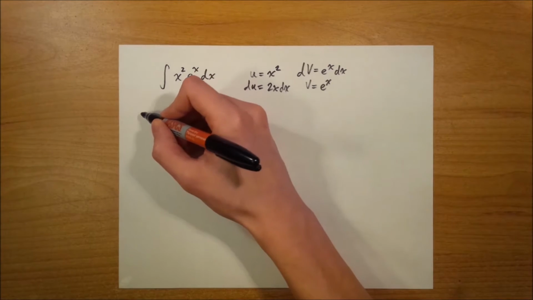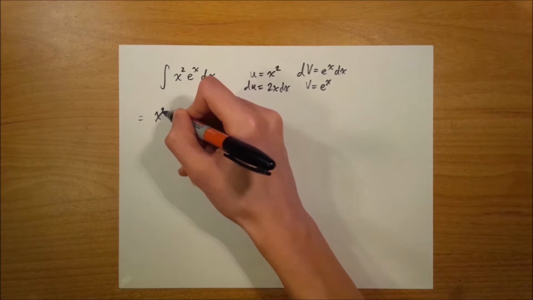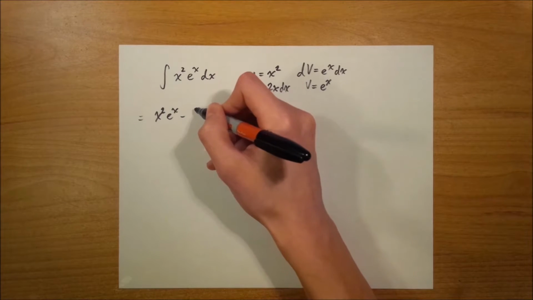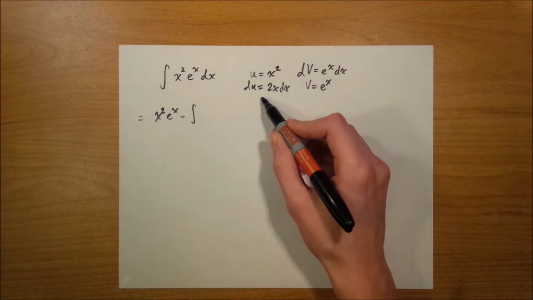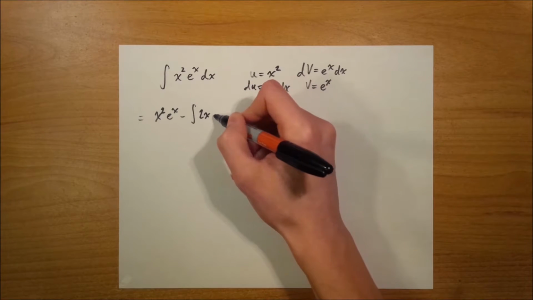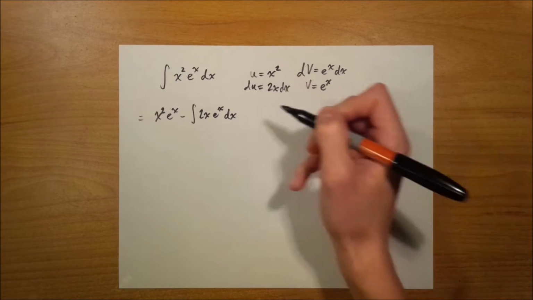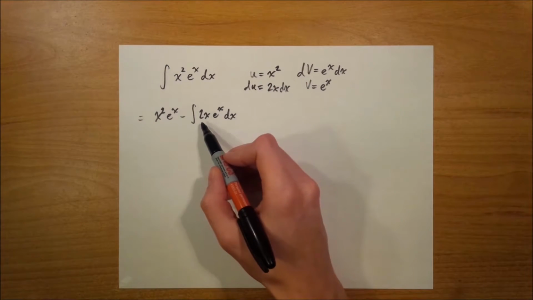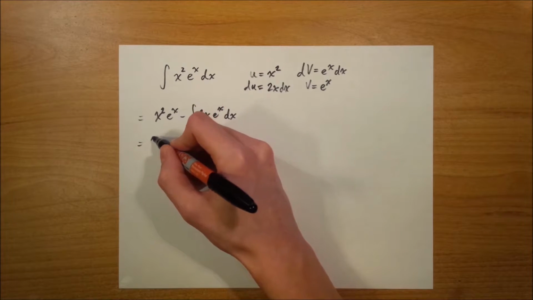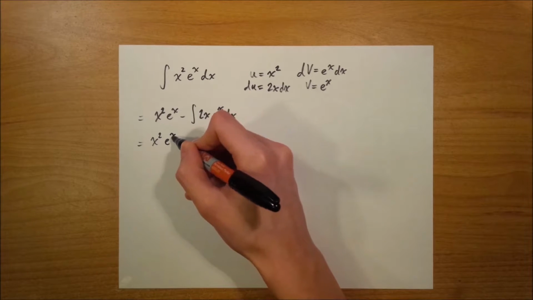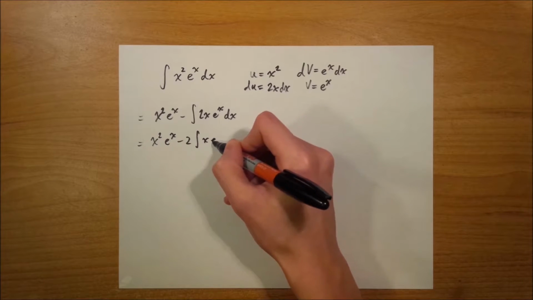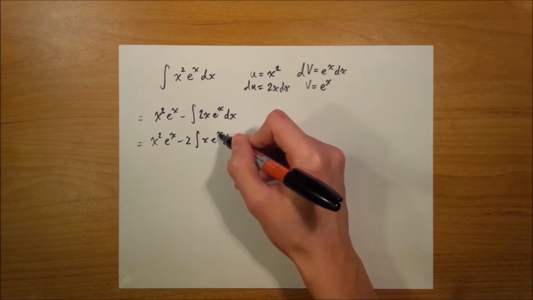So we can rewrite the integral as x squared times e to the x minus the integral of v du, so 2x dx times e to the x. Now we can bring the 2 outside the integral, so we're left with x squared e to the x minus 2 integral of x e to the x dx.